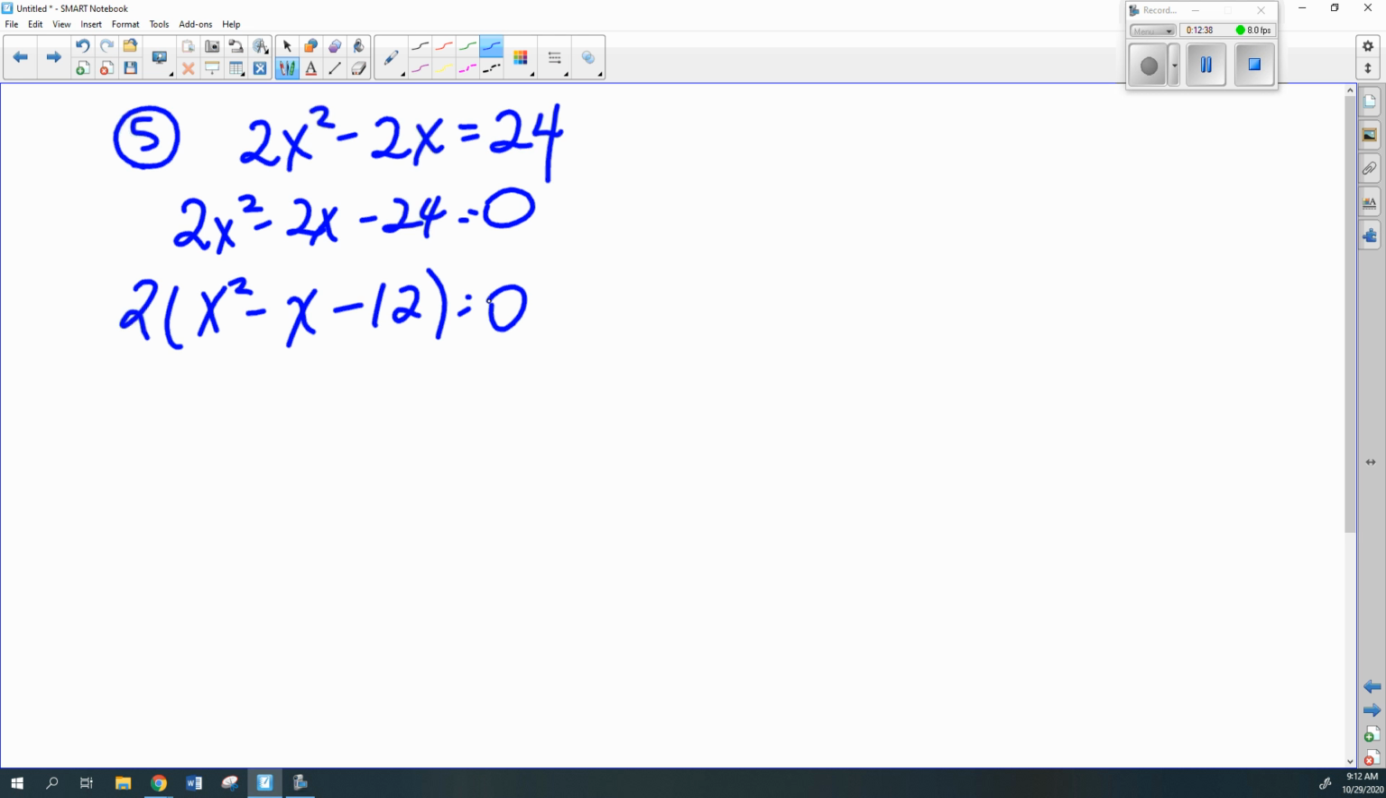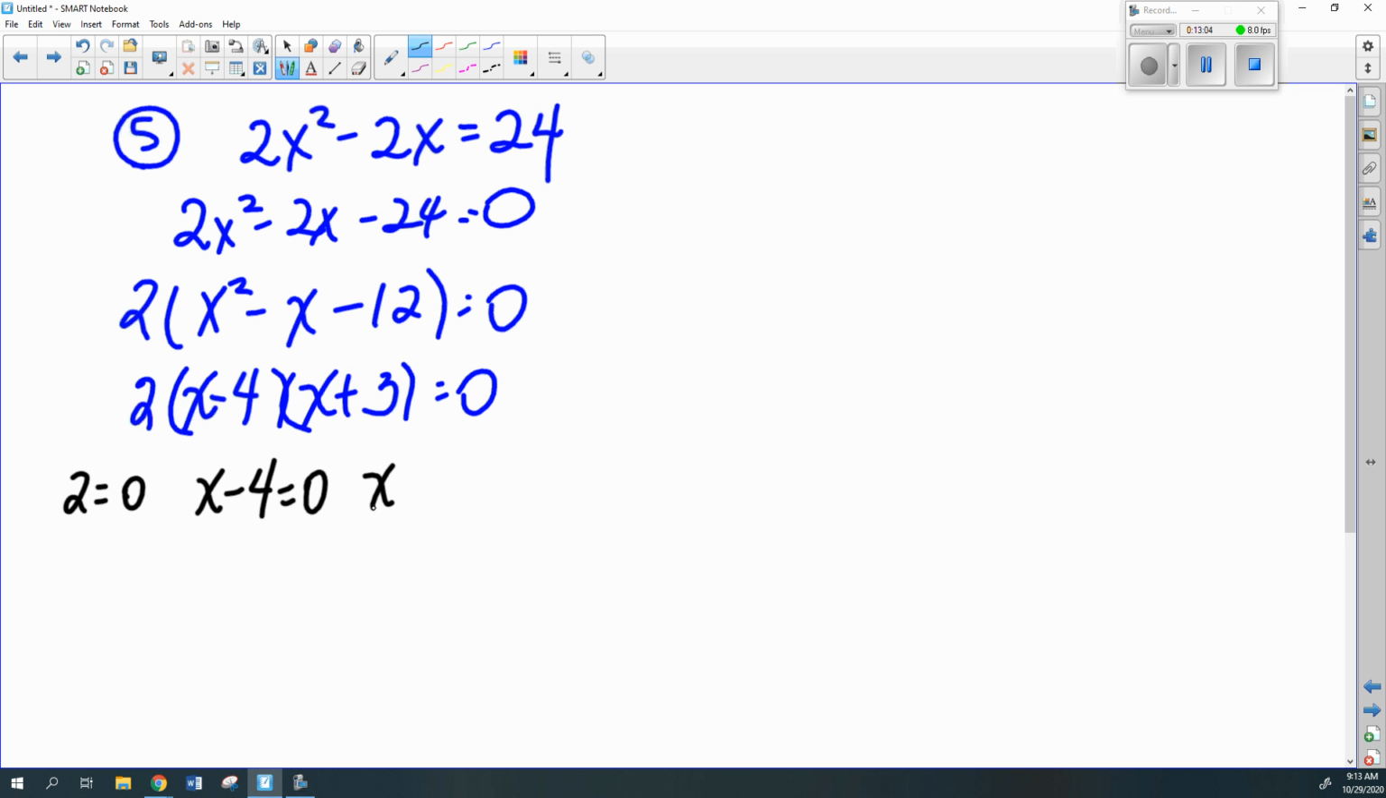Now can we unfoil this thing? Yeah. What multiplies to be negative 12 and adds to be negative 1? Awesome, negative 4, positive 3. So Tyler, this is one that you were talking about earlier, where if I set each factor equal to 0, if there's no x, I just cross it out. What'd y'all get for your other answers? Good. Perfect. Now we're going to bump it up.